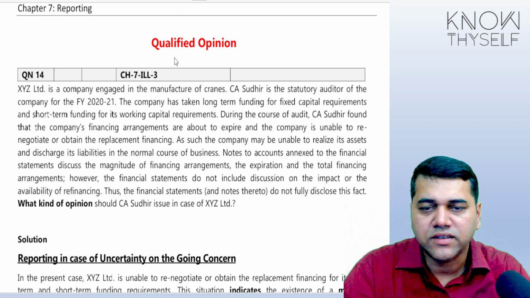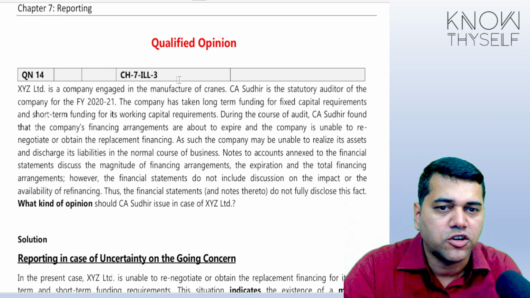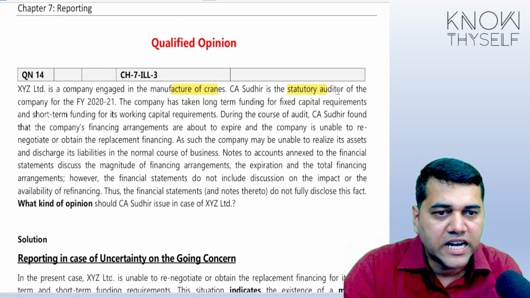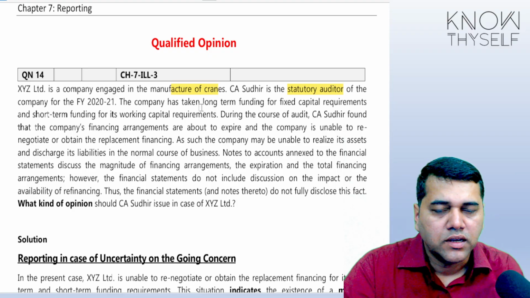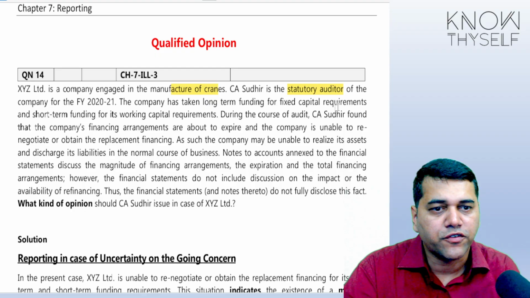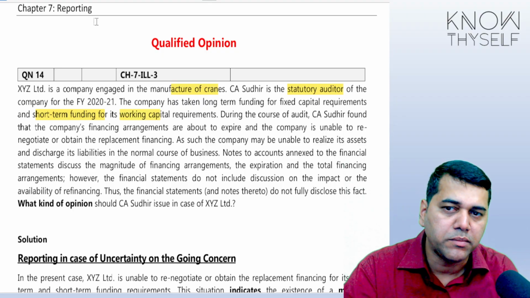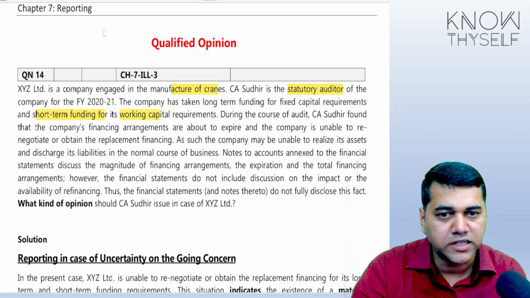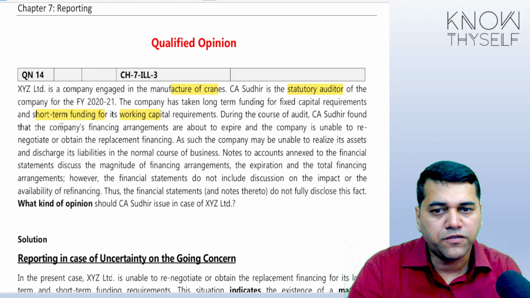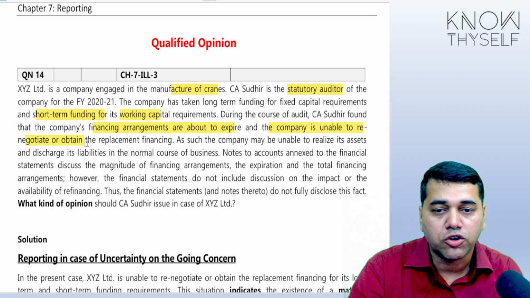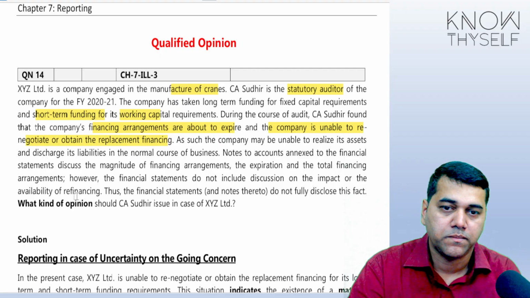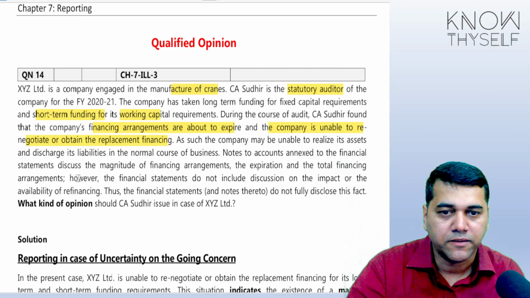Now, XYZ is a company engaged in the manufacture of cranes. The statutory auditor is Sudhir. The company has taken long-term funding for fixed capital requirement and short-term funding for its working capital. That means primarily they have got two types of loans, long-term and short-term. CA Sudhir found the company's financing arrangements were about to expire and the company is unable to renegotiate or obtain replacement financing. That means they have to pay money back now.